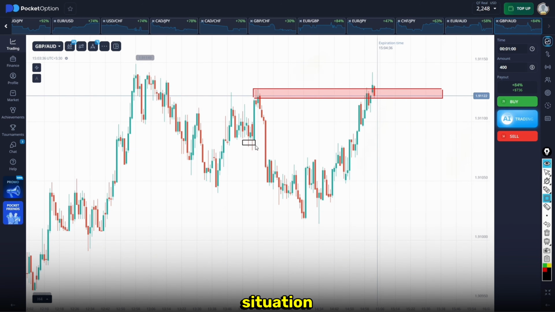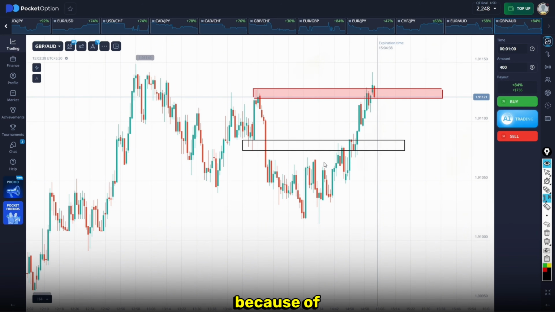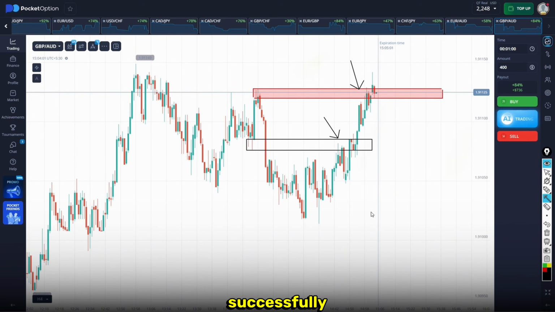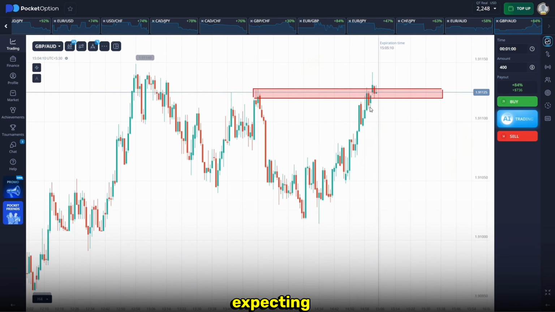Here also the situation was similar. Because of this breakout, I used this zone for the reversal because I was expecting those who were selling here or here, they will have their stop loss here, and those who are selling here, here or here, they will most likely have their stop loss in this zone. And that's why I use both these zones for my reversal, and I successfully took the reversal trade, except the second trade which I lost because the price pushes up, but ultimately it reverses because I was expecting a reversal.